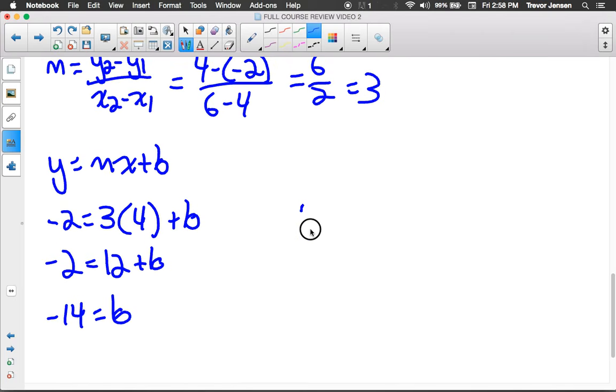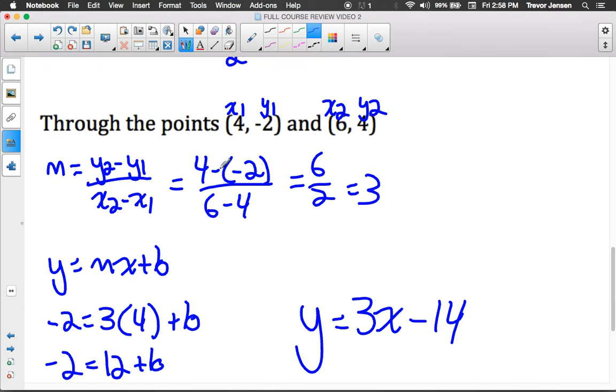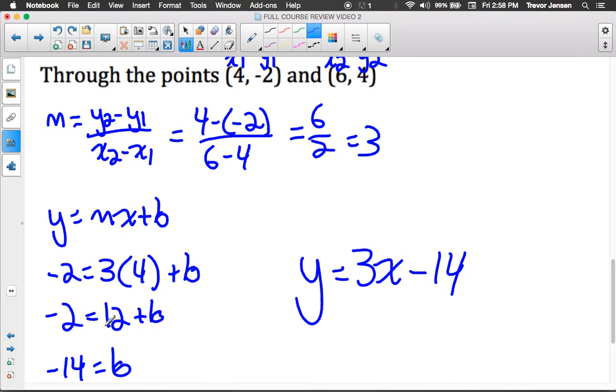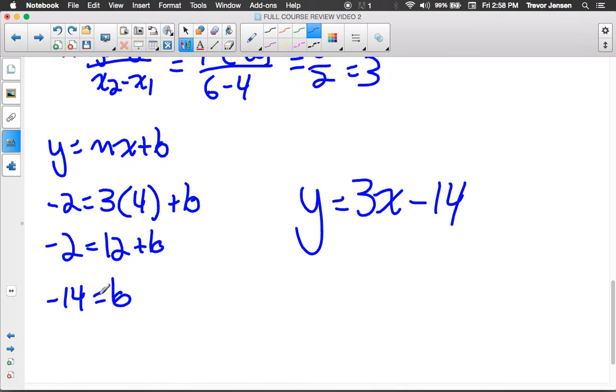So the equation of my line is y equals 3x minus 14 when I plug in the m and b that I solved for. And you didn't have to choose this point. You could have chosen this point to be your x and y here. You would have gotten the exact same answer.